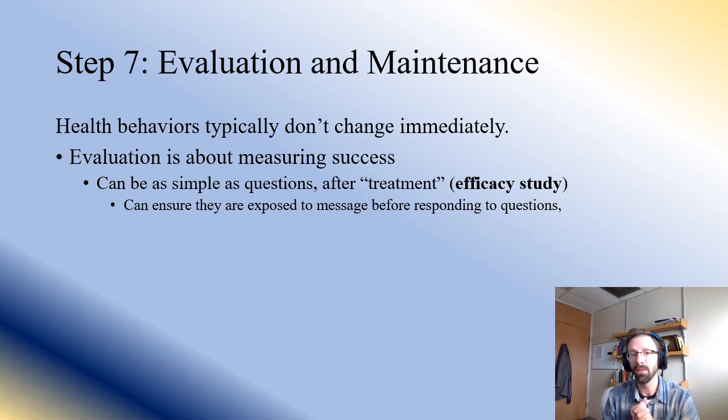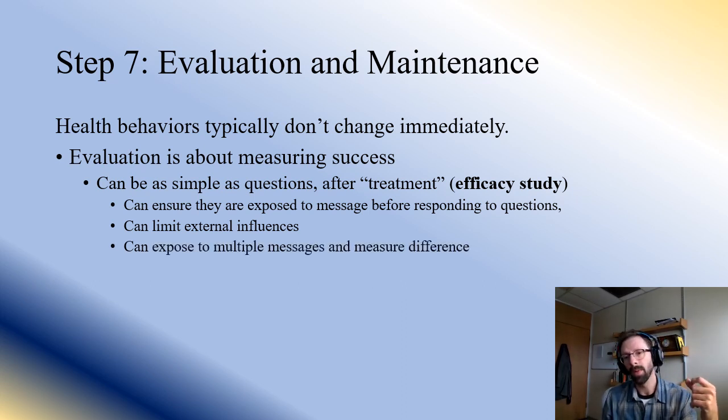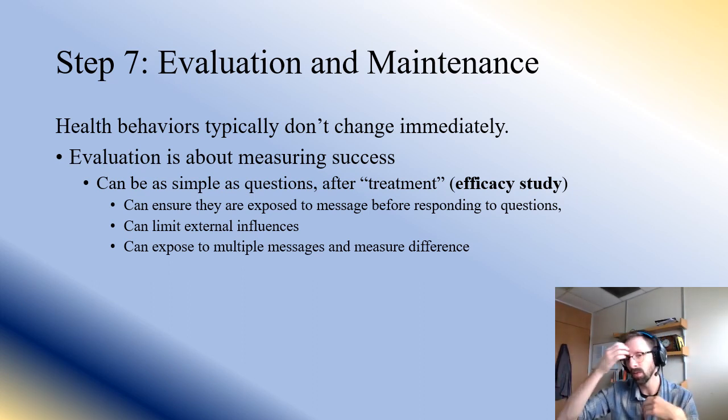measuring what we call effectiveness, and there's a couple reasons for that. An efficacy study allows you to ensure that they are exposed to the message before they respond to certain questions. You can limit external influences. You can expose them to multiple messages and measure the difference, right? Again, here's the first message, here's a different message. What's the difference between the two?